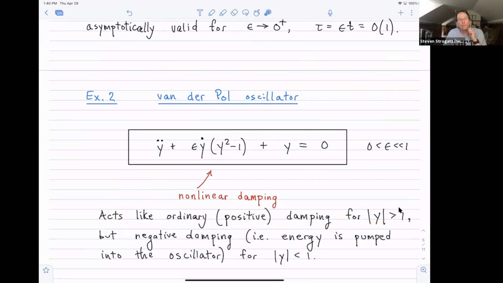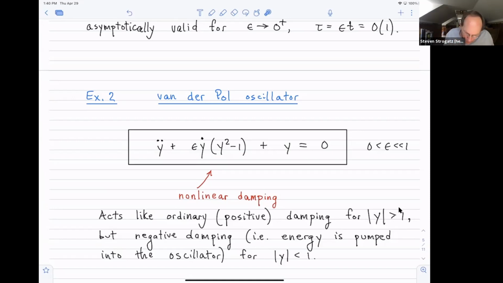If the magnitude of y is greater than 1, which if you want, think in mechanical terms. I find that easier than electrical. If you picture this as a mass bobbing back and forth on a spring, when the amplitude is large, y squared minus 1 is large, and then this has large damping, meaning that if you have a large motion, it tends to damp out to something smaller.